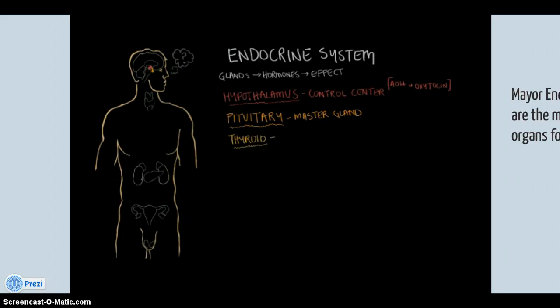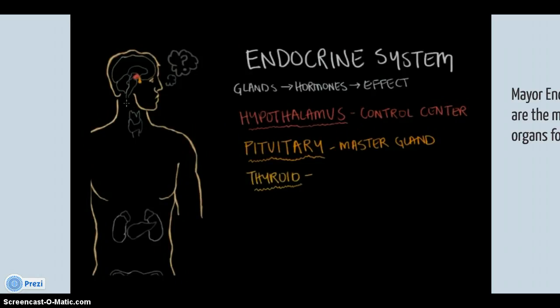The thyroid gland is located right here in your neck. It wraps around your trachea, your windpipe, and so you can feel this thyroid gland on your neck as you swallow. If you hold your hands right around your Adam's apple and swallow, that meaty thing moving up and down is your thyroid gland. One of its main jobs is regulating your body's metabolism.